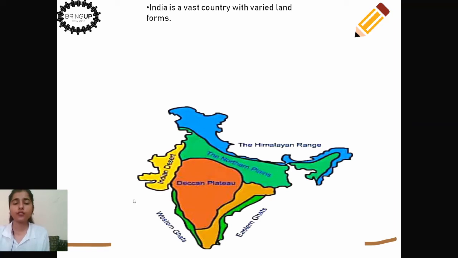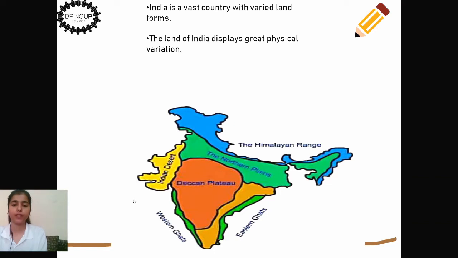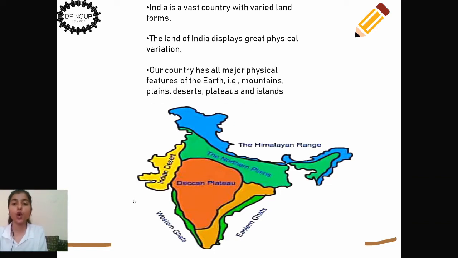India is a vast country with varied landforms, such as mountains, plains, and deserts. The land of India displays great physical variation, and the country has all major physical features of the earth, that is, mountains, plains, deserts, plateaus, and islands. We'll discuss each of the physical features in detail.